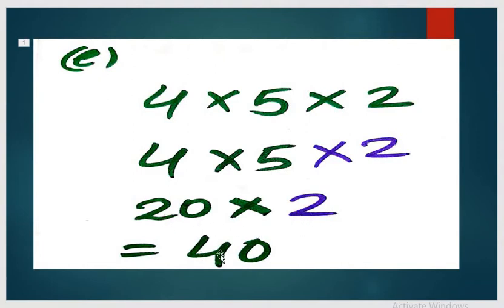2 2s are how many, all students? 4. And 0 as it is we write. 0 we write as it is. Understood? 2 2s are 4 and 0 we write as it is.